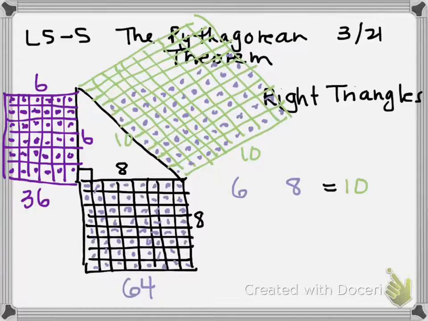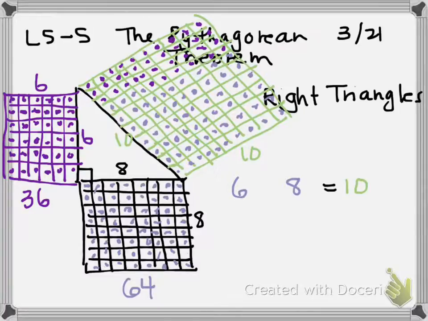Now I'm going to take the darker purple ones, and I've got 36 of those. 1, 2, 3, 4, 5, 6, 7, 8, 9, 10, up through 36.